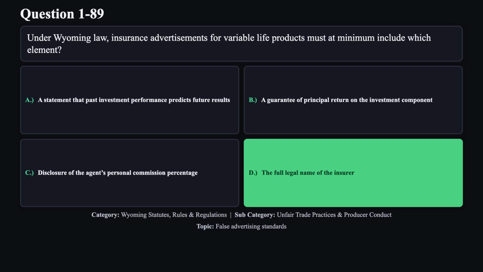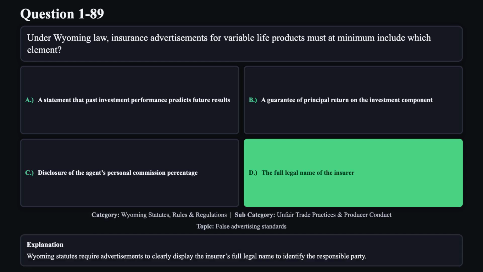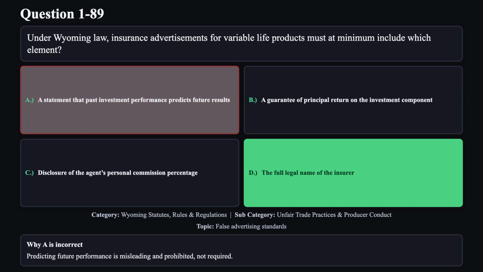The correct answer is D. Wyoming statutes require advertisements to clearly display the insurer's full legal name to identify the responsible party. Reason A is not correct. Predicting future performance is misleading and prohibited, not required.